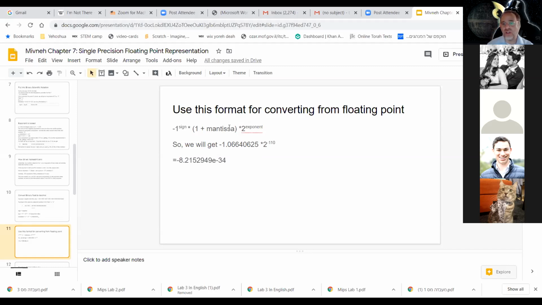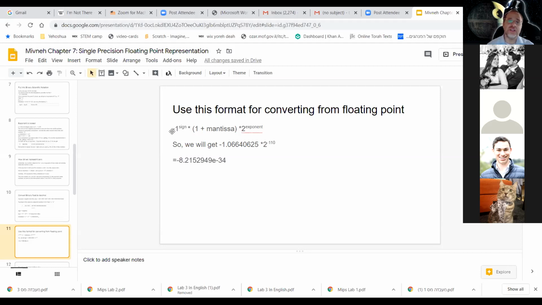Now, this is an interesting little formula because what it says is if you take the sign and you raise negative 1 to the sign. So if the sign is 0, negative 1 to the 0 is 1. So that means positive. Anything times 1 is positive. But if the sign is 1, then negative 1 to the 1 is negative 1. That's going to take this number and multiply by negative 1.